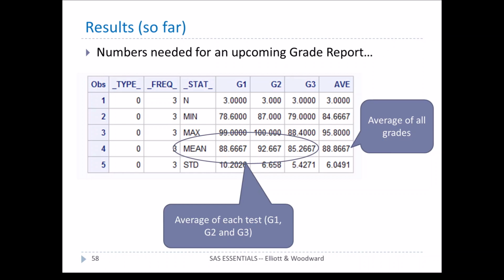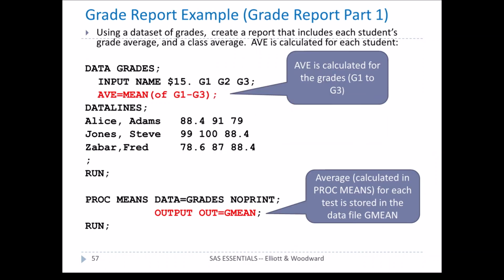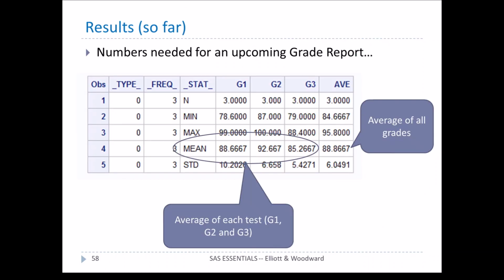So here's the result of that file we're calling g mean. We see here that we have means and standard deviation and so forth. What we're really wanting is the means. So here we have the means for the 3 students and the average of all the grades.